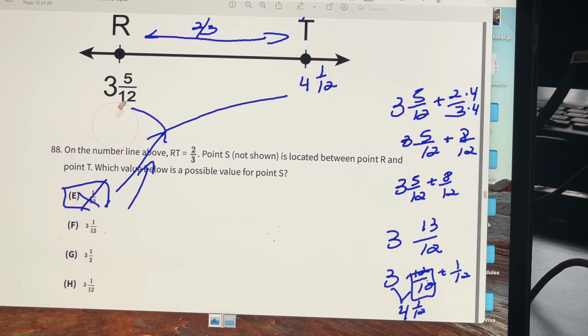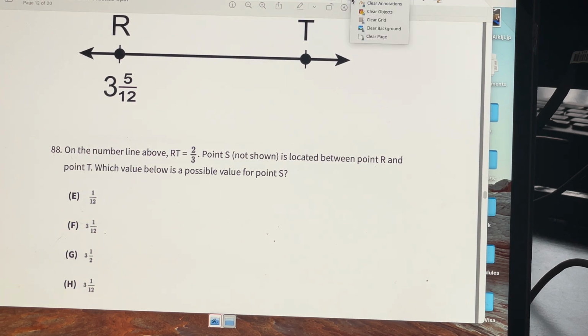F and H is the same exact. So that's garbage and that's garbage. So the only one, 3.5, 3.5, right? The only value that can be between 3 and 5/12 and 4 and 1/12 is 3.5. Okay.